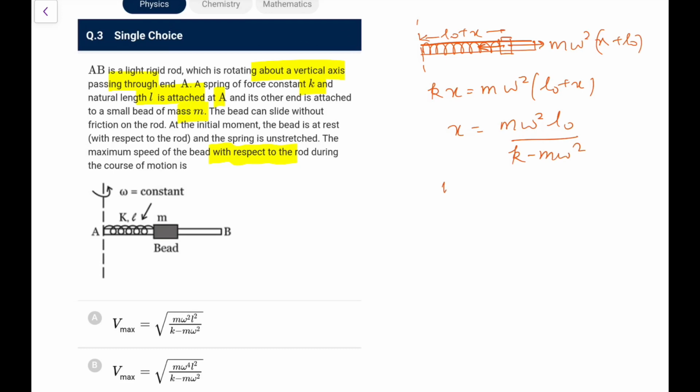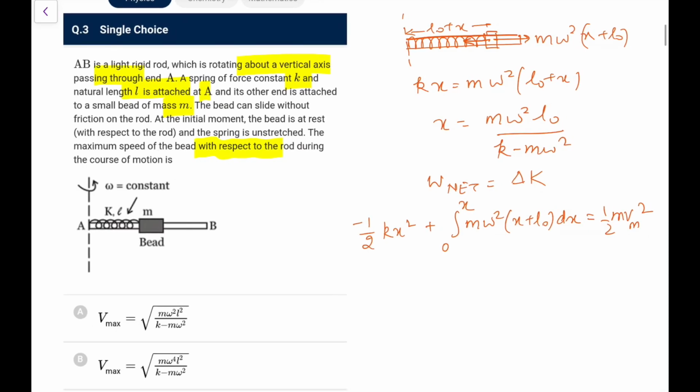Now applying the work energy theorem, W net is equal to delta K. The work done by the spring force is minus half kx square, and the pseudo force is going to vary, so we calculate by integration: m omega square (x plus L naught) dx, with x varying from 0 to x, equal to half m v max square. Integrating it, half m v max square is minus half kx square plus m omega square times (x square by 2 plus L naught x).